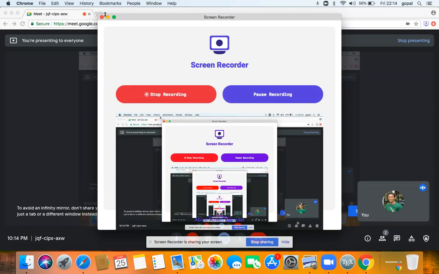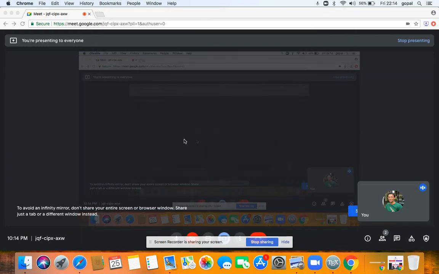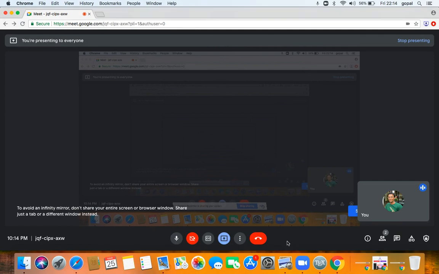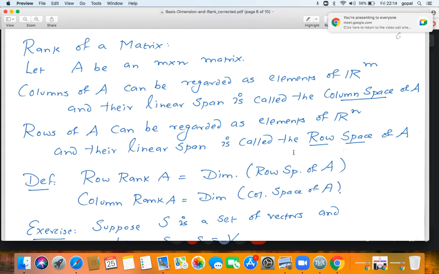Hello, we now continue with the notion of the rank of a matrix. The rank of a matrix is one of the most important topics in this whole course. So let us take an m cross n matrix, that is a matrix with m rows and n columns. Each column can be thought of as an element of Rm. So the columns of A is a bunch of vectors in Rm.